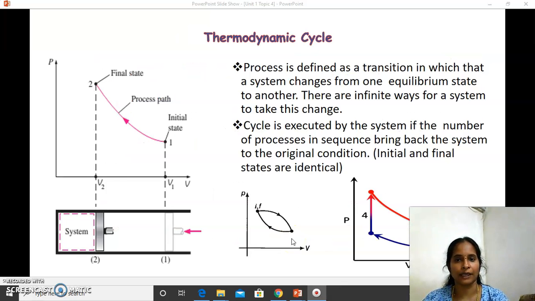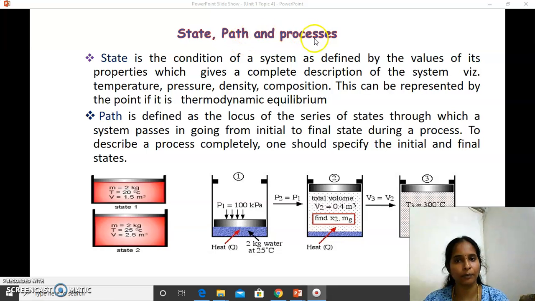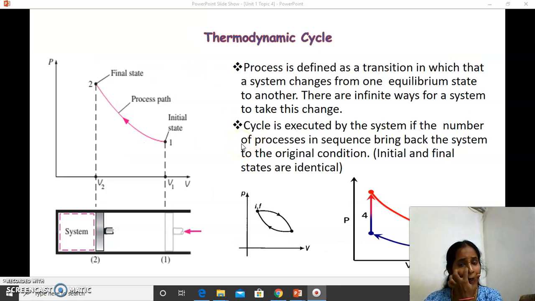Okay, now next, so the process is an event, and path is how that event took place. State is before and after and during the process. What are all the various states or changes of properties for that process? Okay. Thermodynamic cycle. Cycle means, as with a wheel rotation, it starts and ends with the same condition, the same place, right?